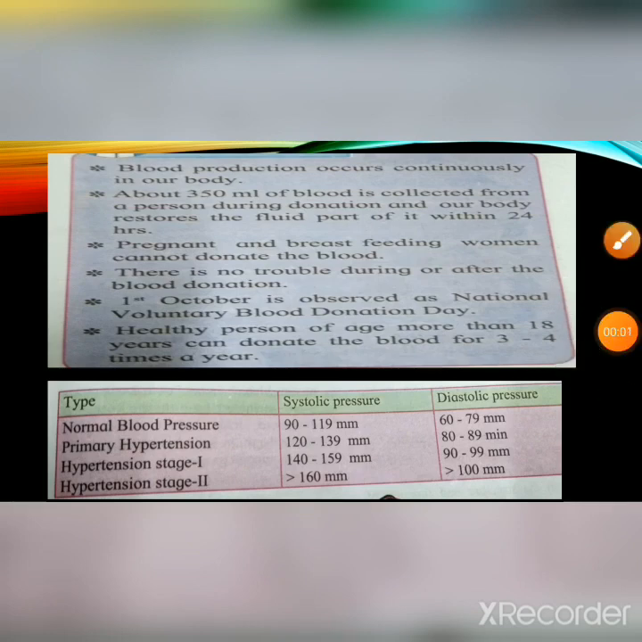Now we'll see the types. Systolic pressure and diastolic pressure. Normal blood pressure: systolic 90 to 119 mm and diastolic 60 to 79 mm. Prehypertension: systolic 120 to 139 mm and diastolic 80 to 89 mm. Hypertension stage 1: systolic pressure is 140 to 159 mm and diastolic pressure is 90 to 99 mm. Hypertension stage 2: systolic greater than 160 mm and diastolic greater than 100 mm.